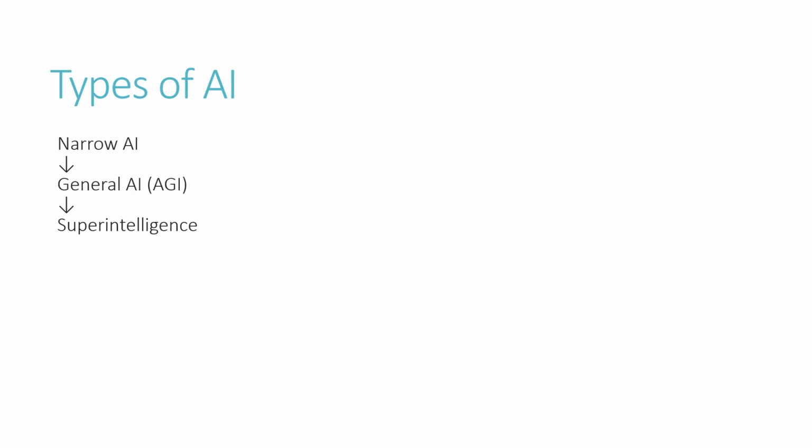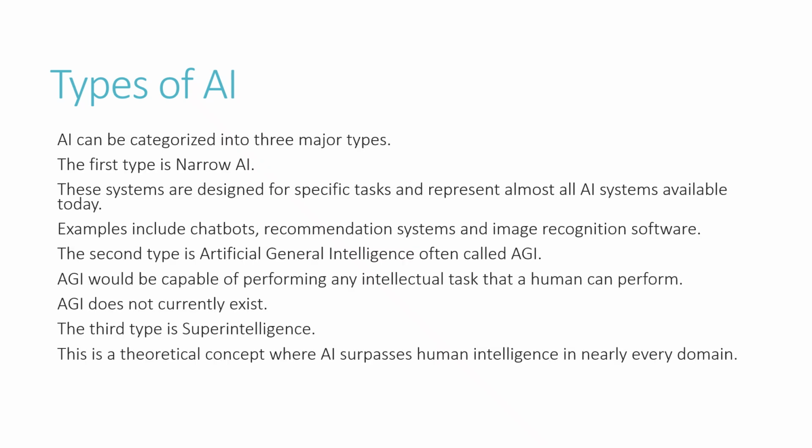Types of AI: narrow AI, general AI, AGI, superintelligence. AI can be categorized into three major types. The first type is narrow AI. These systems are designed for specific tasks and represent almost all AI systems available today. Examples include chatbots, recommendation systems, and image recognition software.